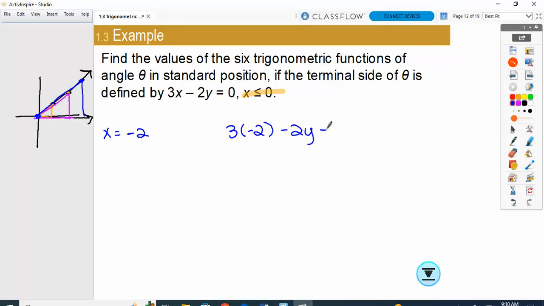So I'm plugging that in to find my y. So I get y to be -3. That's much nicer. So let's go with that point.